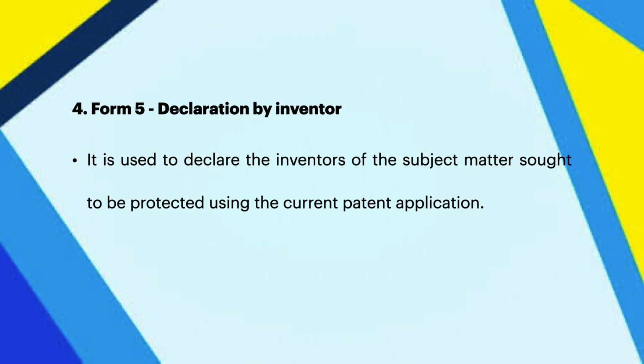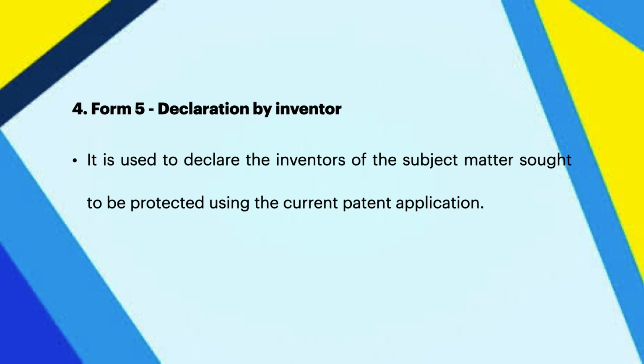Step number 4 is called Form 5, declaration by inventor. It is used to declare the inventors of the subject matter sought to be protected using the current patent application. So you need to declare that this invention, whatever I've invented, is completely by me. I have not copied from someone or duplicated someone's authorized work, but it is absolutely my own work or my own personal idea.